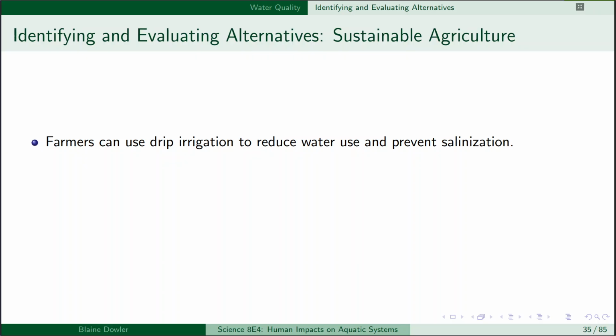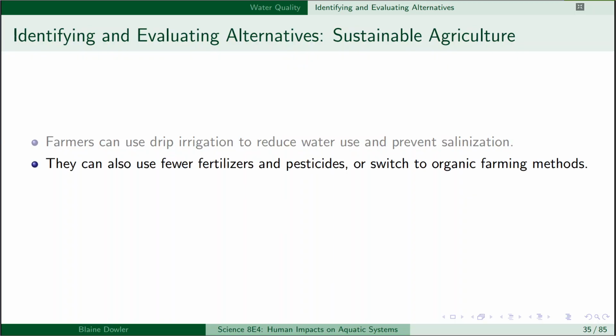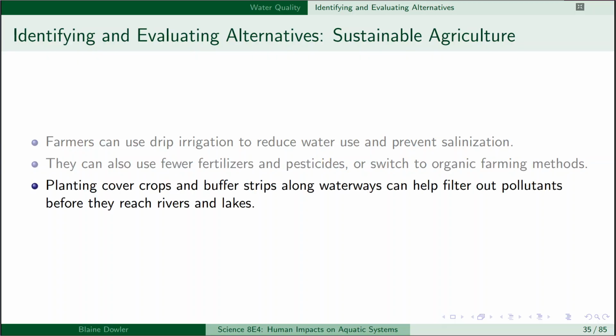Sustainable agriculture. Farmers can use drip irrigation to reduce water use and prevent salinization. They can also use fewer fertilizers and pesticides, or switch to organic farming methods. Note that organic farming methods still use fertilizers and pesticides. They are just restricted to a very much shorter list of allowed fertilizers and pesticides, which are more environmentally conscious in terms of production and waste. Planting cover crops and buffer strips along waterways can help filter out pollutants before they reach rivers and lakes.